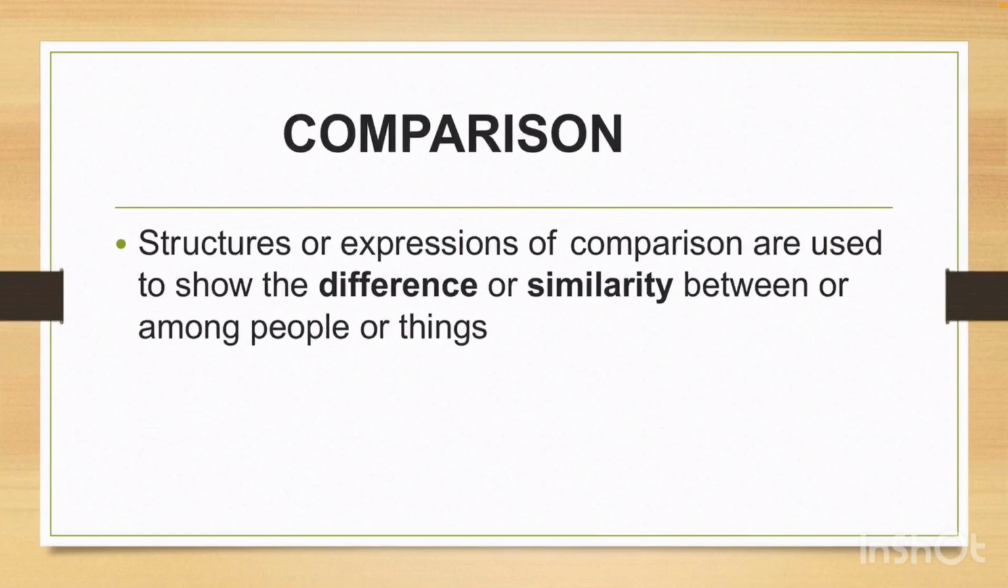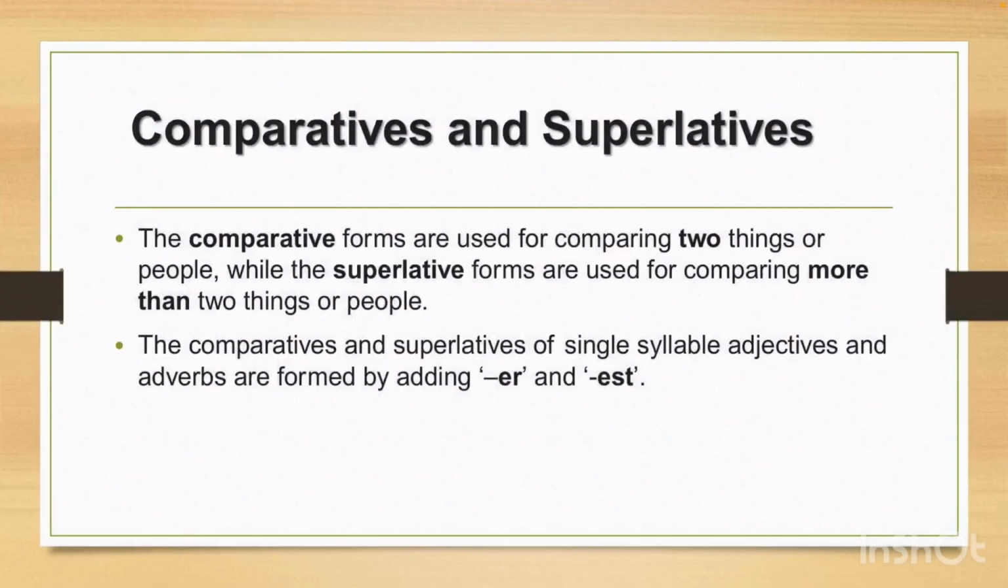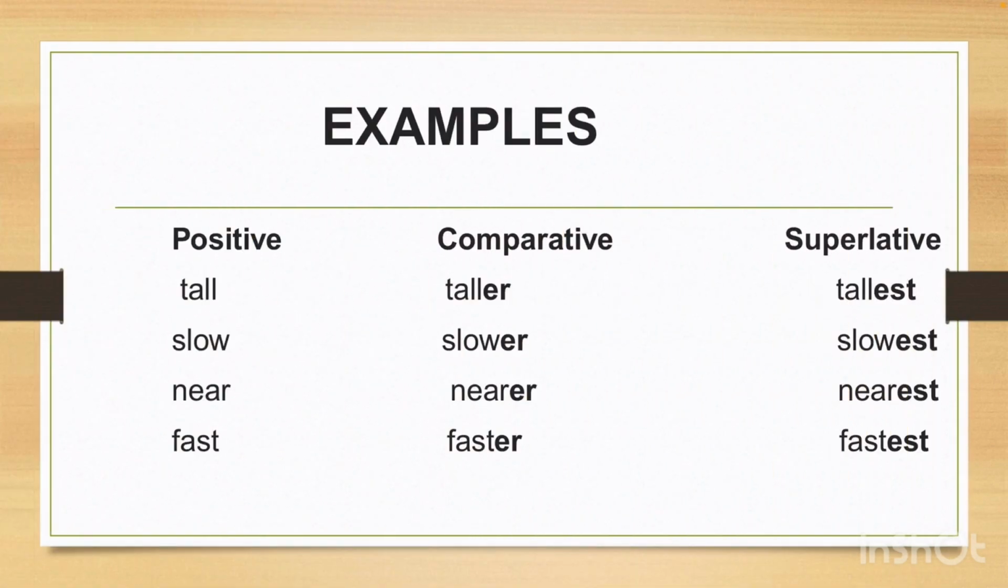So we have two types of comparison. We have comparative and superlative. We use comparative for comparing two things, and we use superlative for comparing more than two things. For single syllable adjectives and adverbs, we add ER to comparatives and EST to form superlatives. So look at these examples here. Positive, comparative, superlative. We have the word tall.